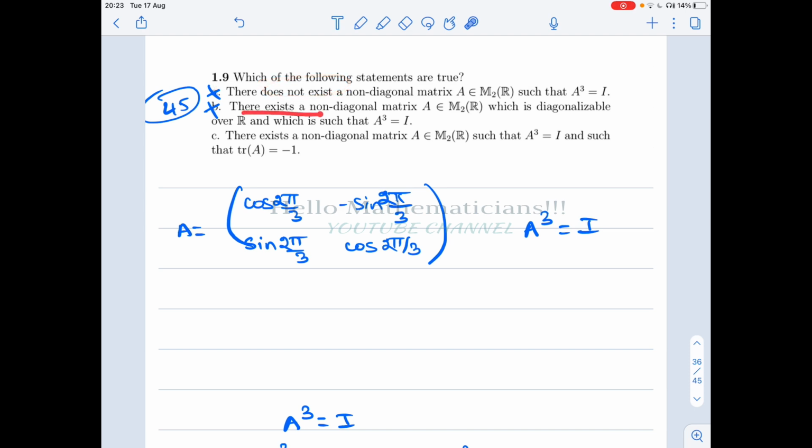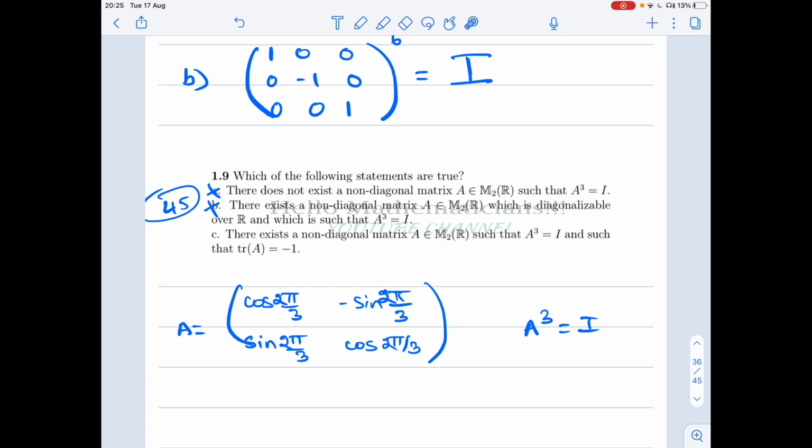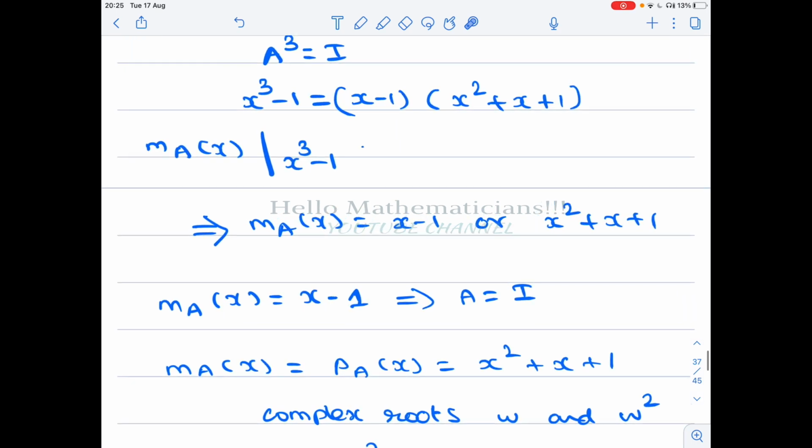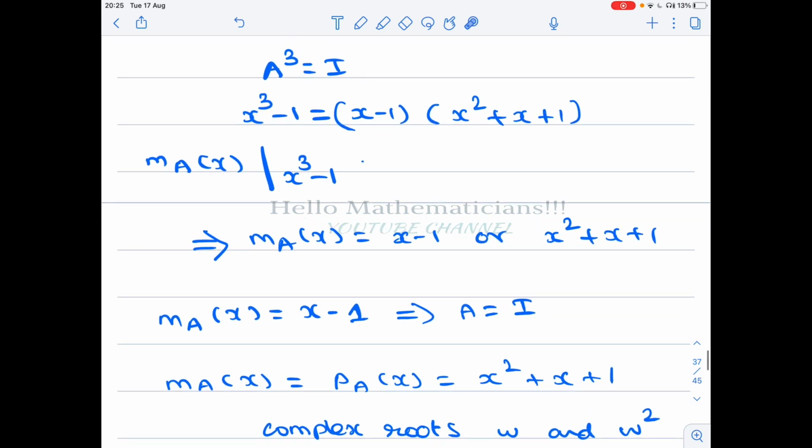Second, there exists a non-diagonal matrix which is diagonalizable over R, such that A cube equal to I. This is what we want. We claim that this is not possible. So if A satisfies A cube equal to I, note that A is a 2 by 2 matrix. Then A satisfies x cube minus 1, but x cube minus 1 equals (x minus 1) into (x square plus x plus 1). This is a cyclotomic polynomial, the first cyclotomic polynomial. Read about cyclotomic polynomials. It is a very important concept for the NBHM exam.